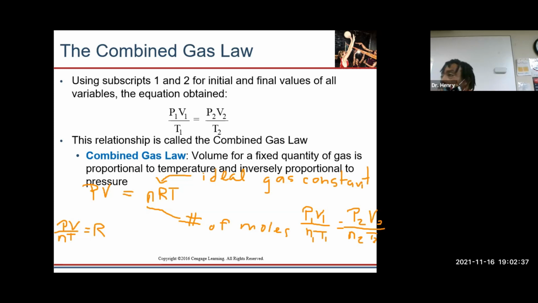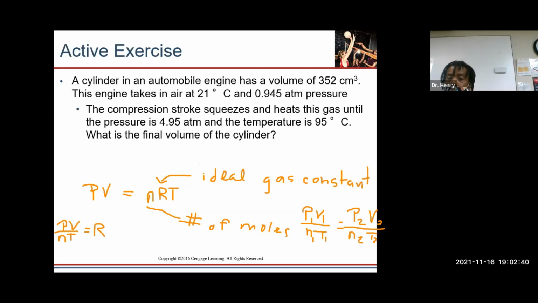Okay, so let's see how we can use it. A cylinder in an automobile engine has a volume of 352 cubic centimeters. This engine takes in air at 21 degrees Celsius and 0.945 atm pressure. The compression stroke squeezes and heats this gas until the pressure is 4.95 atm and the temperature is 95 degrees Celsius. What is the final volume of the cylinder?